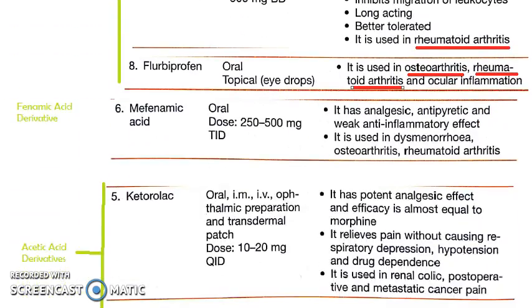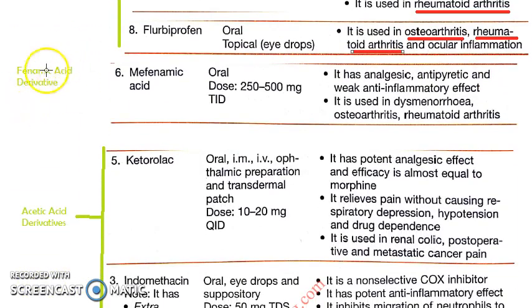Then coming to the other group, that is fenamic acid derivative. Fenamic acid derivative is so easy. Mefenamic acid. What is it? Mefenamic acid. Quite easy to remember actually. Mefenamic acid has analgesic, antipyretic and weak anti-inflammatory effect. It is used in dysmenorrhea or osteoarthritis, rheumatoid arthritis. Just remember, if a person is complaining of periods pain, you can give them mefenamic acid.